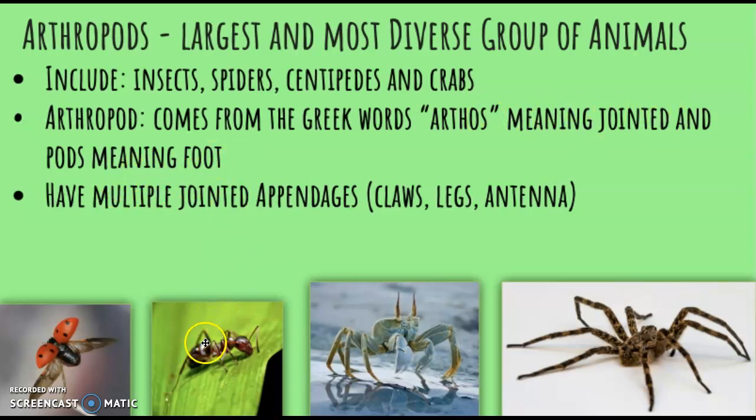The beginning of the word, arthros, means jointed, and pod means foot. So each of these has jointed appendages, meaning things such as their legs, or their antennae, or even their claws on the crabs.